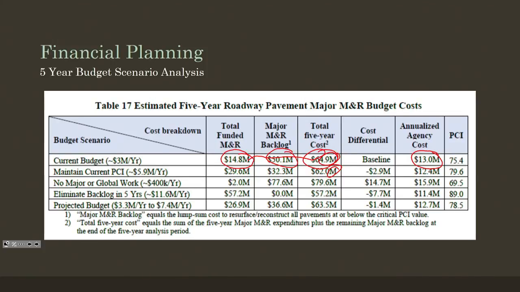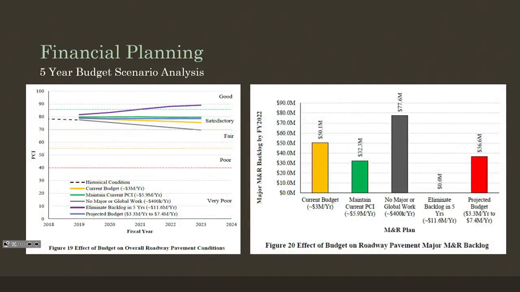So if we would ramp up to 5.9 million, then we'd have a higher PCI at the end of that 5-year period. Everyone follow me on some of that? So the time value here is what really gets us on some of these funding scenarios. Graphically, here's what that looks like.